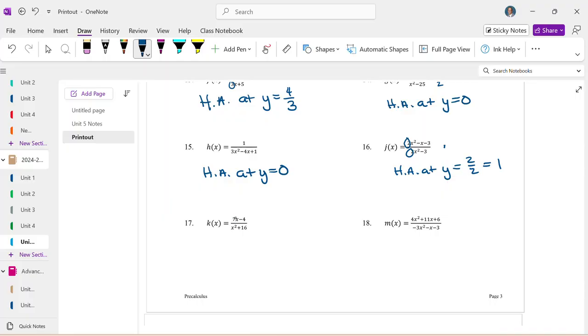Here, the degree of the numerator is less than the denominator, so the horizontal asymptote is at y equals 0. And here, notice the degrees are the same, so the horizontal asymptote is at y equals negative 4/3, right? 4 over negative 3.